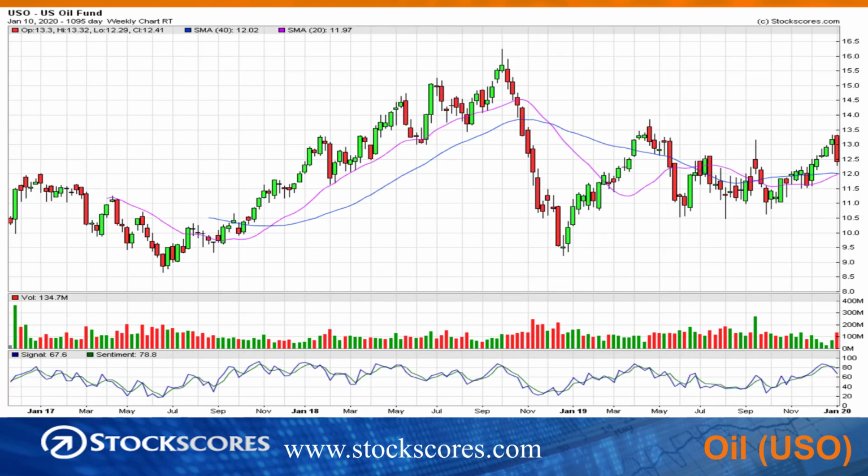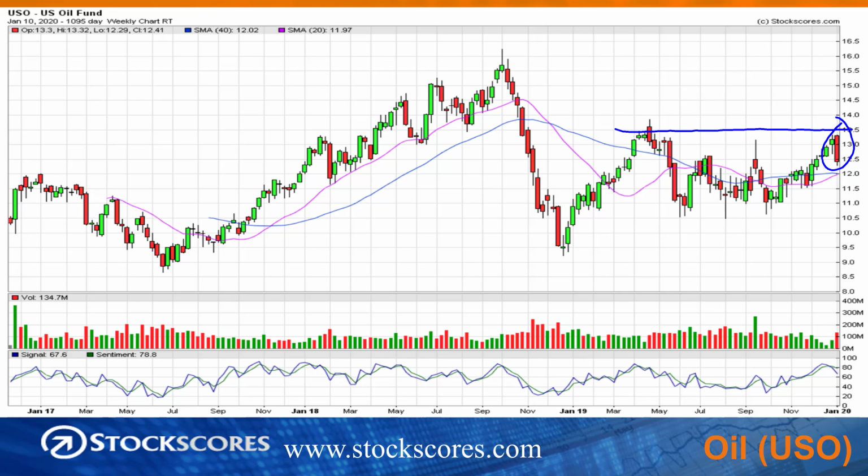The USO, which is the oil fund, basically is a proxy for oil. That's what I like to use. You can see that with the tensions falling in the Middle East, we had a pretty strong move to the downside for oil. But perhaps no coincidence that it essentially hit this resistance zone and got stuck. I still think that oil is starting to stabilize, starting to turn around.